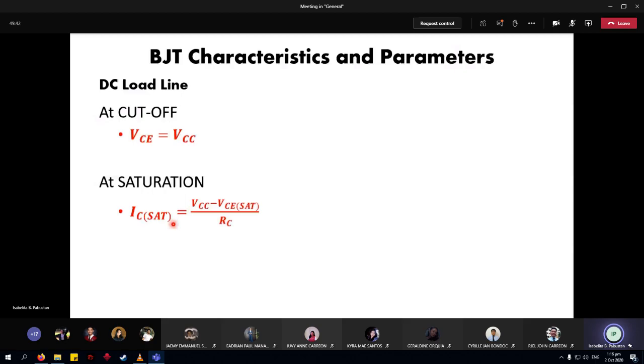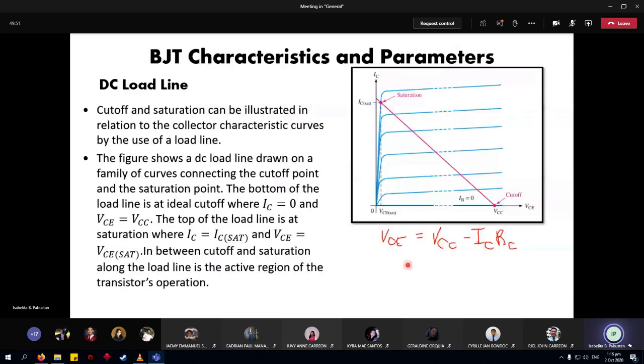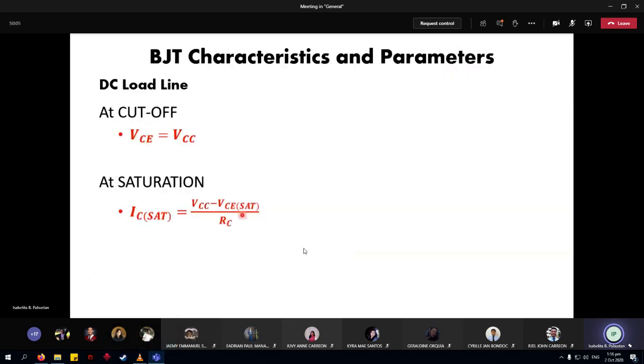This is the formula that we had last time, no? Diba? You just got it from this. Diba? You can write it as ICRC equal to VCC minus VCE. So therefore, IC is equal to VCC minus VCE over RC. But at saturation, you simply replace this by the value of the saturation current and voltage respectively.